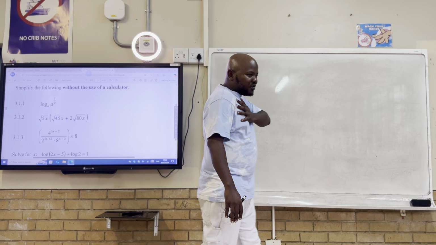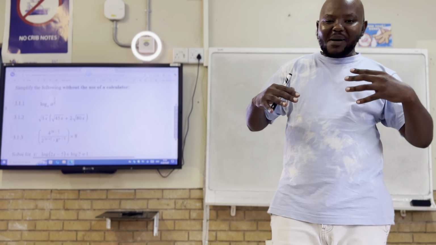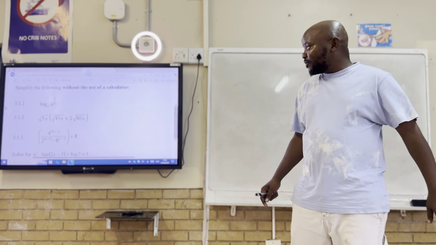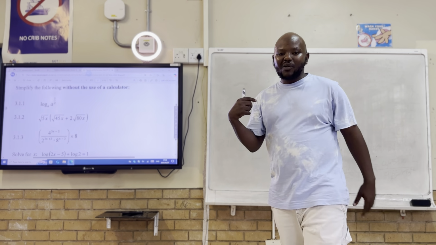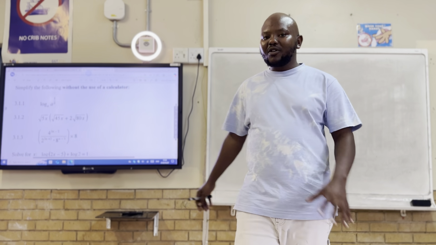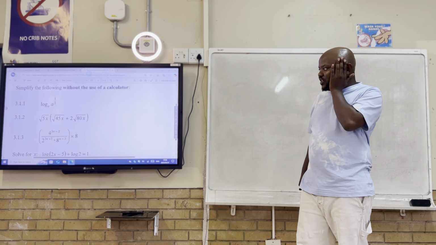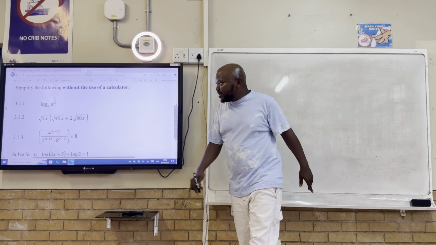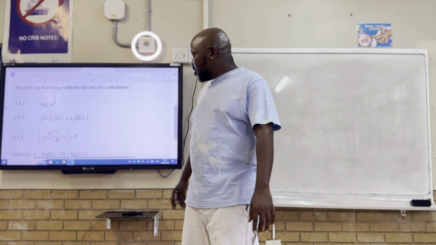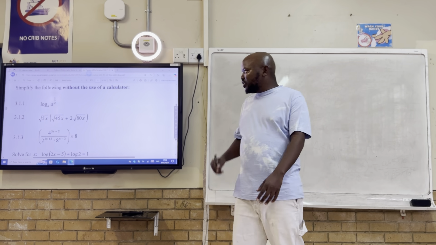Now we are going straight to question 3 of paper 1, where we are consolidating the 15 marks of paper 1, the 50 marks, questions 1, 2 and 3 only. So 3.1.1 there is logs. Since it is logs, now we're going to do what?